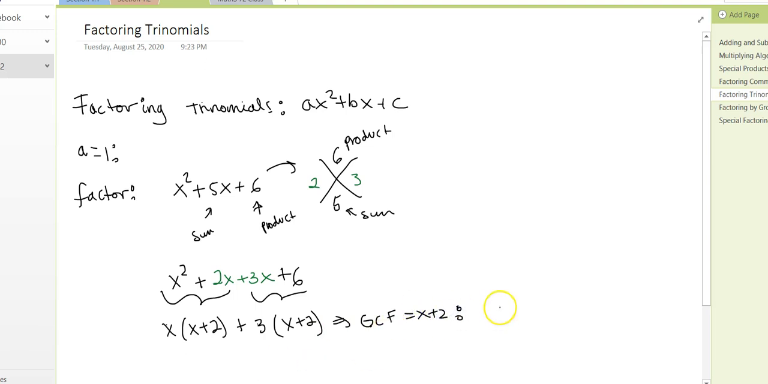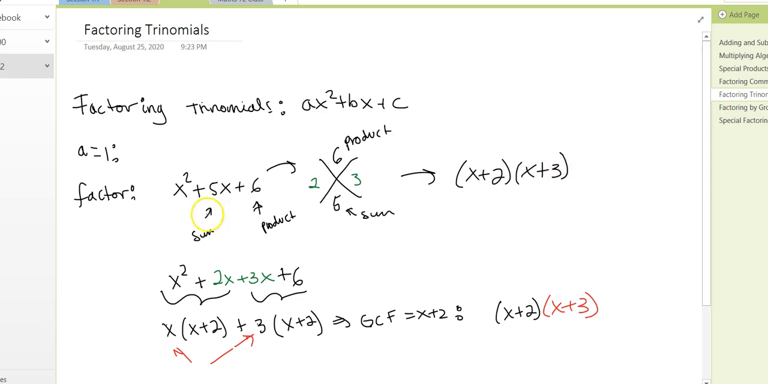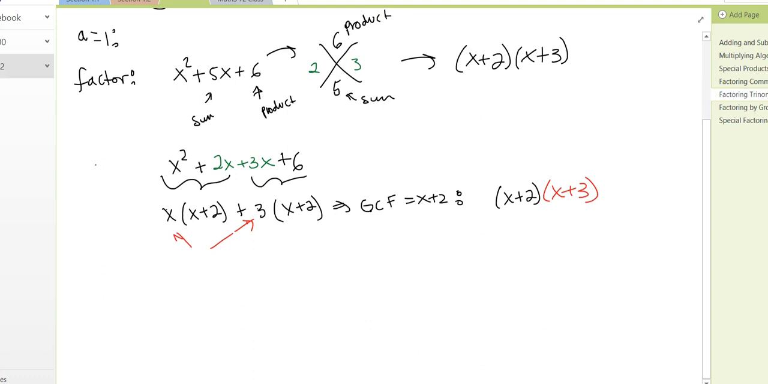And so my final answer is going to be take out the GCF x plus 2, and you're left with x plus 3. And that will be your final answer. Now, some of you may be thinking, why is she doing that when you can go straight from here into x plus 2 times x plus 3? And that is true as long as the coefficient is 1, the leading coefficient of your trinomial.